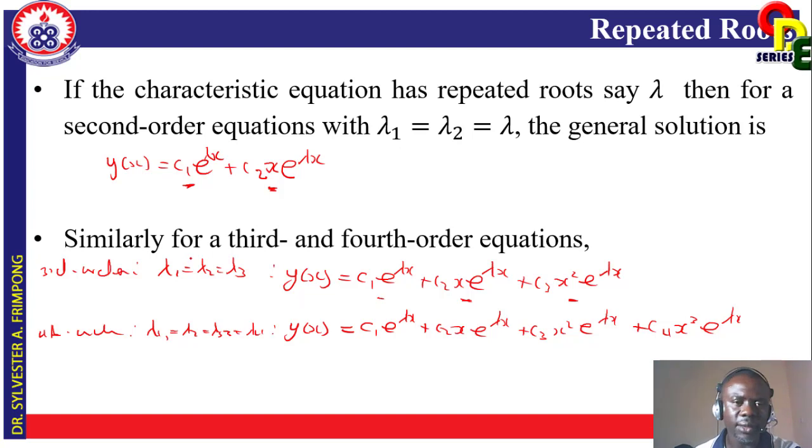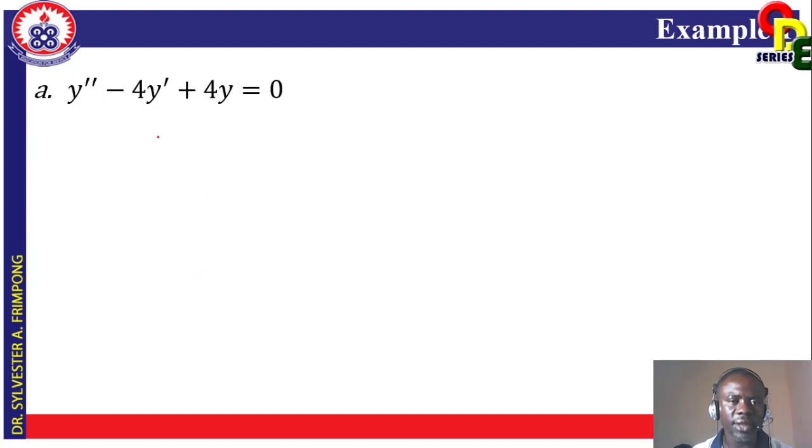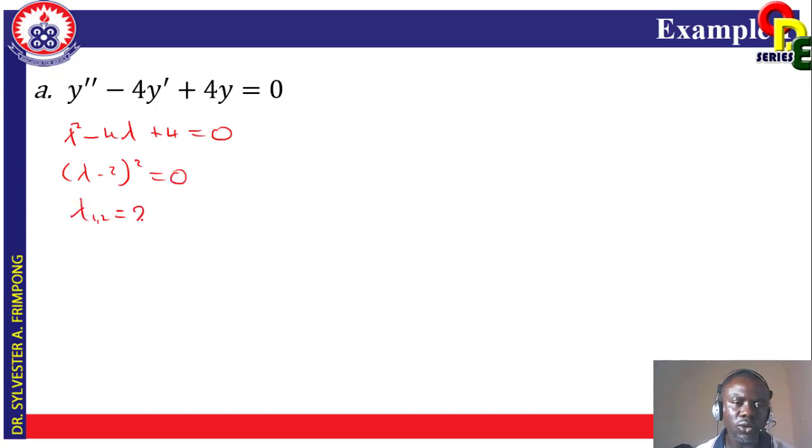So let's start with an example. We want to find the general solution of the following differential equations: the second order, third order, fourth order, and seventh order. Let's start with the second order. Here the characteristic equation is lambda squared minus 4 lambda plus 4 equal to 0. If you factorize, you're going to get lambda minus 2 squared equal to 0. So that means you have lambda 1 and 2 all being equal to 2. So the characteristic equation has a root of 2, which has a multiplicity of 2.